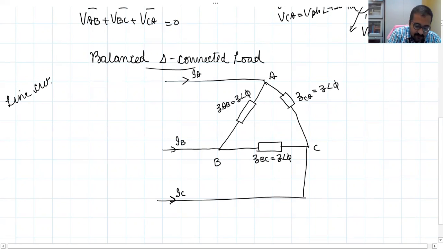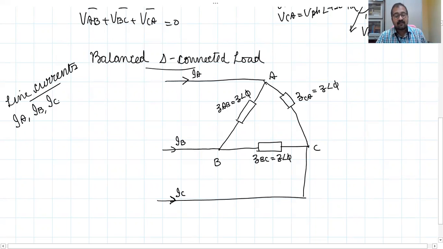Line currents. What are they? IA, IB, and IC. These are the line currents. Now you see what happens upon reaching this node: the line current will split into two, as per Kirchhoff's current law. So let this be the current division: IAB, IBC, and ICA.